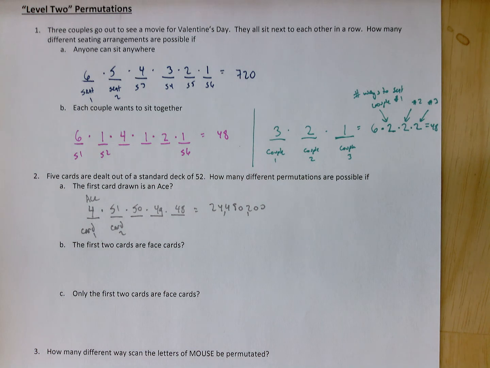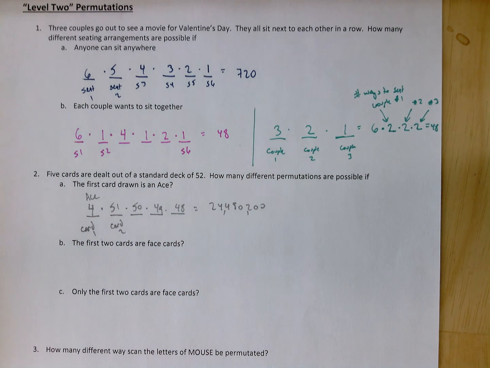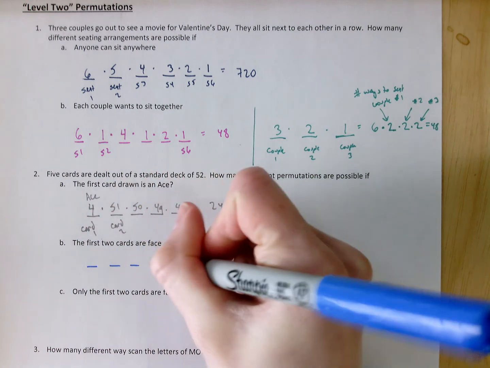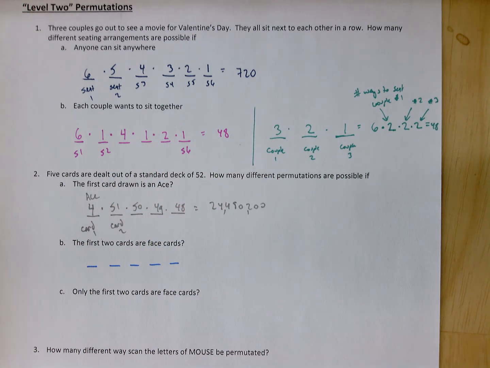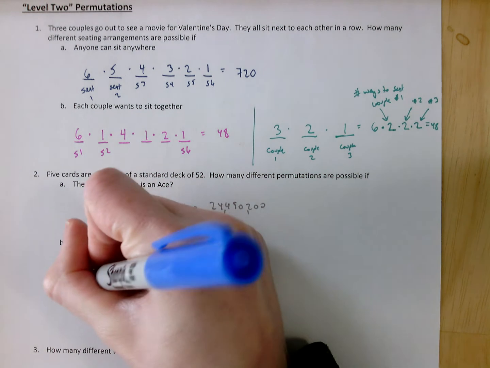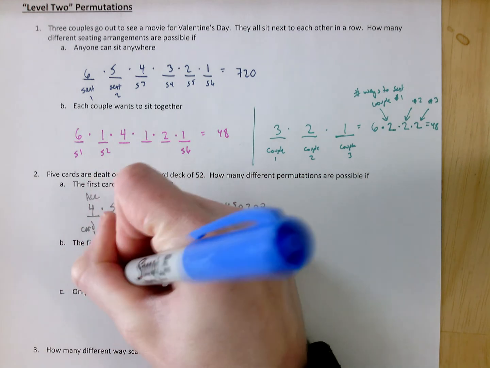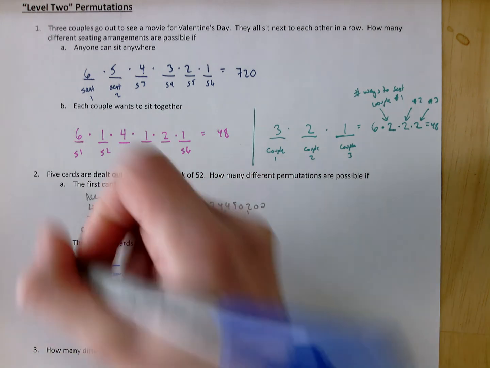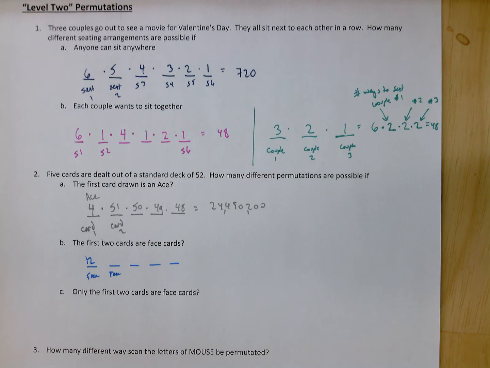Okay. Question number 2. What if the first 2 cards need to be face cards? So face cards are jacks, queens, and kings. Okay. So we're still pulling 5 cards because this is all the same problem. We're pulling 5. The first 2 cards have to be a face card. So this is a face and this one's a face. Okay. So jack, queen, and king. But there's 4 different ones of each of those, right? So there's 12 face cards total. So I would have 12 options here.